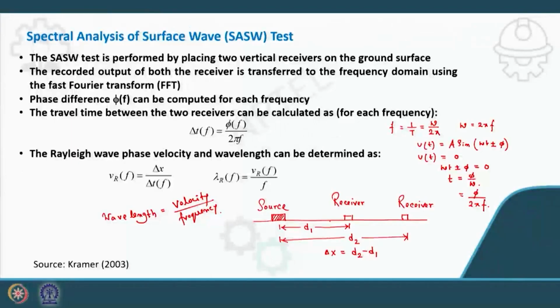Okay. So this is the end of today's lecture. This is also the end of the small strain field test. Okay. So I have discussed almost all the major small strain field tests. In the next class, I will discuss the large strain field test.